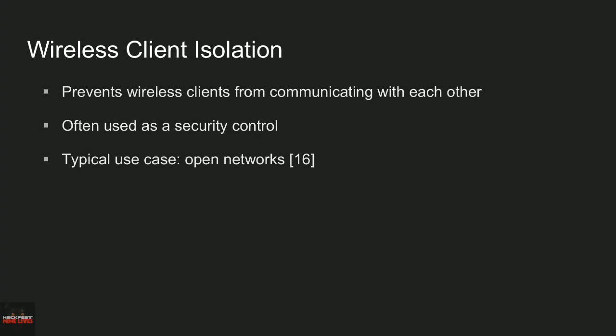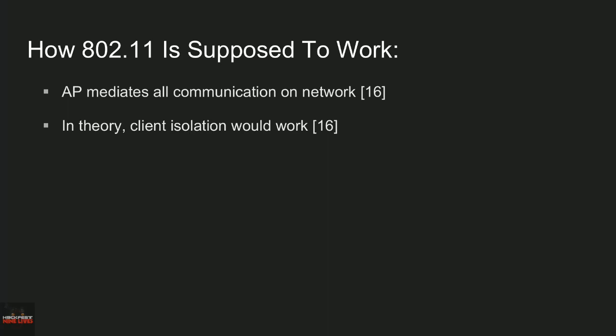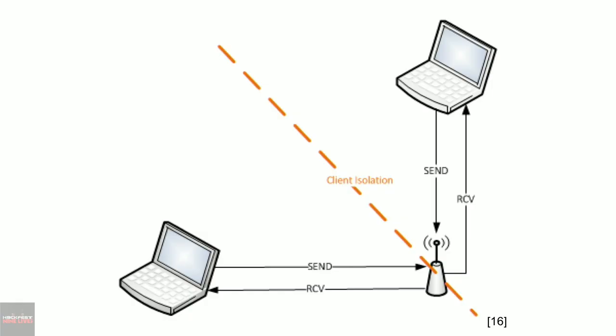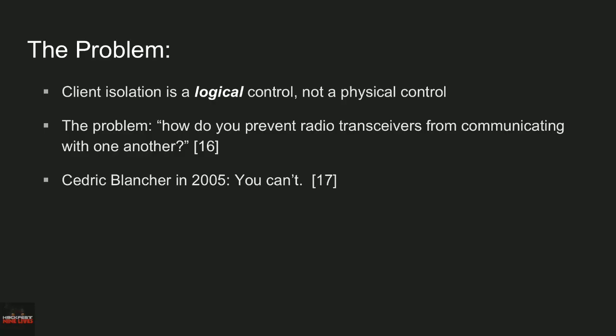So client isolation is typically used to prevent wireless devices from communicating with one another. You can do it on a wired network too, but on a wireless network, it's actually used as a security control. Typical use case is an open network. The way 802.11 is supposed to work, let's say these two laptops are connected to this network, and this AP here is supposed to act as a mediator between all traffic. So if laptop A in the bottom left and laptop B in the bottom right are trying to communicate with one another, and the AP doesn't want this to happen, it can just start dropping packets, and this won't occur. The problem is that, at least on a wireless network, client isolation is a purely logical control. You can't really prevent radio transceivers from communicating with one another.